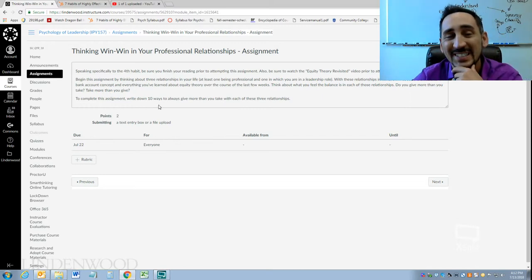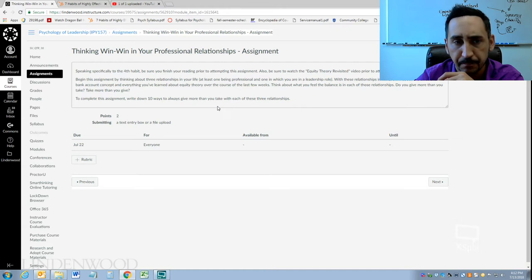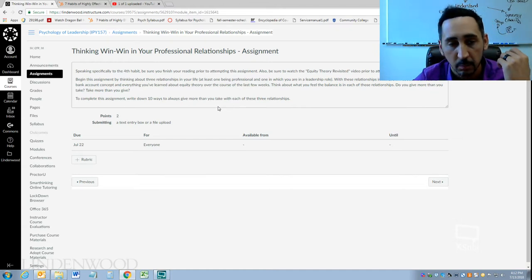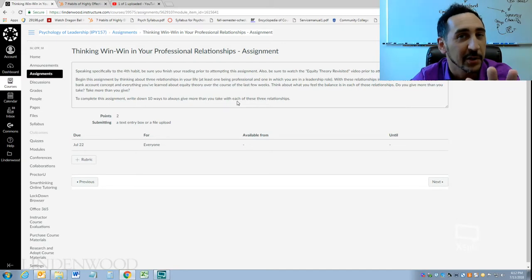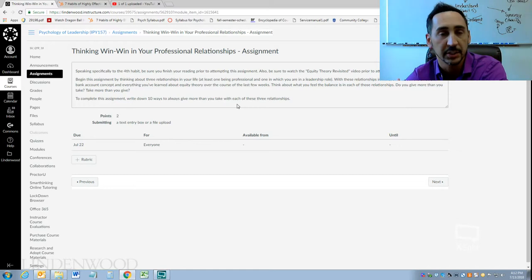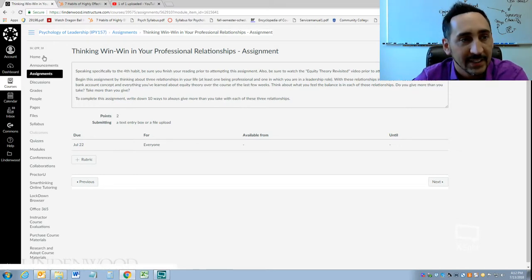Complete the assignment. Write down 10 ways in which you could give more in each of these 3 relationships. So if you're looking at your kids, and granted, you probably already do give more into that relationship, but what are some ways that you could give more? And so write 10 ways in which you can give more into each of these 3. So 30 ways total, but 10 for each relationship, right? And so that's that assignment.